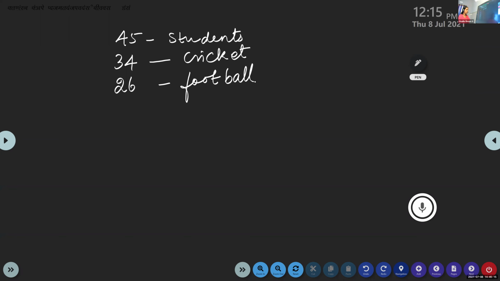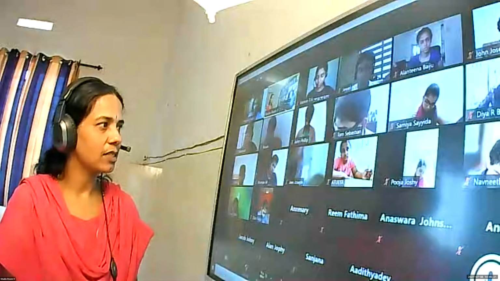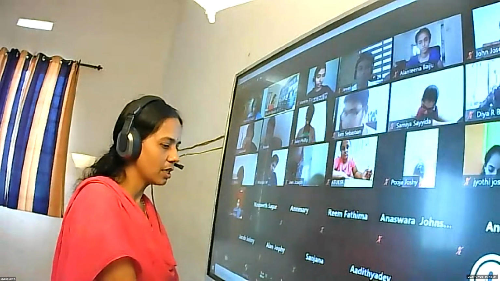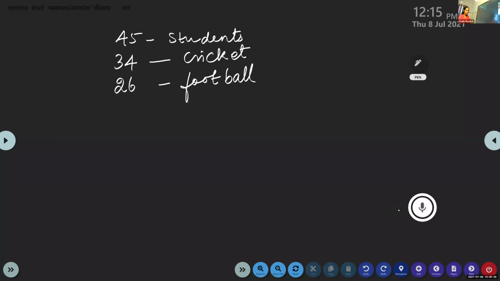So in the previous problem, we were given the values, isn't it? n of X is given, n of Y is given. We are asked to find the intersection. Here, a situation, a word problem, is given. We should convert that into symbolic form.